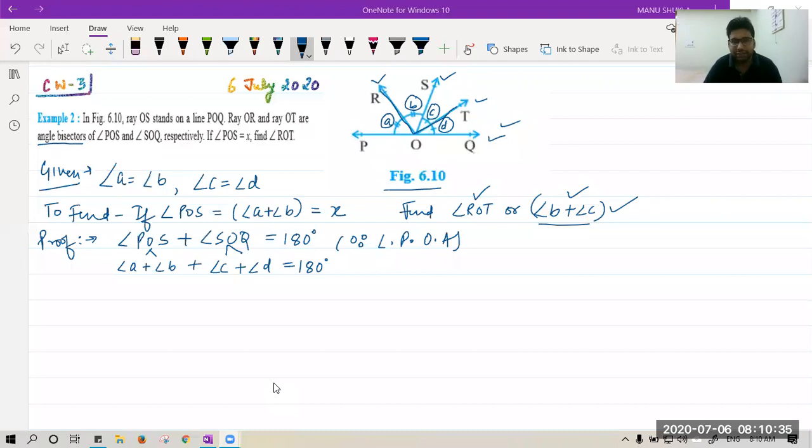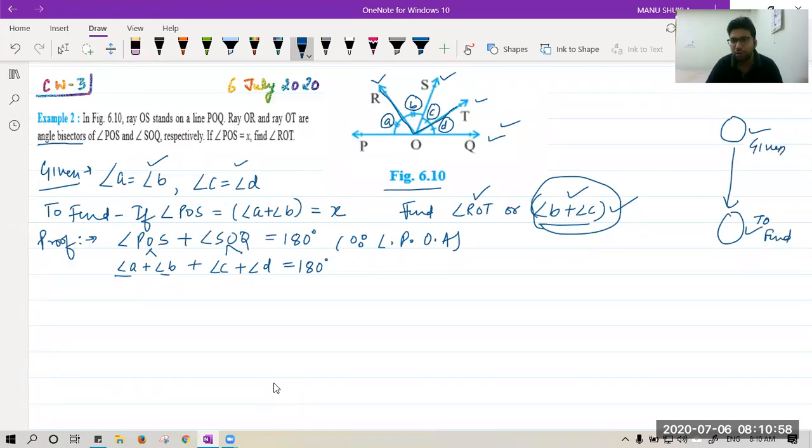Now we can say, now we all know A and B are equal. What is given to us in the question? A and B are equal and C and D are equal. We want the value of B plus C. We need to understand where we are starting and where we want to reach. We have to see both the things: what is given to us and what is to be found. We have to find a relation which contains only B and C.